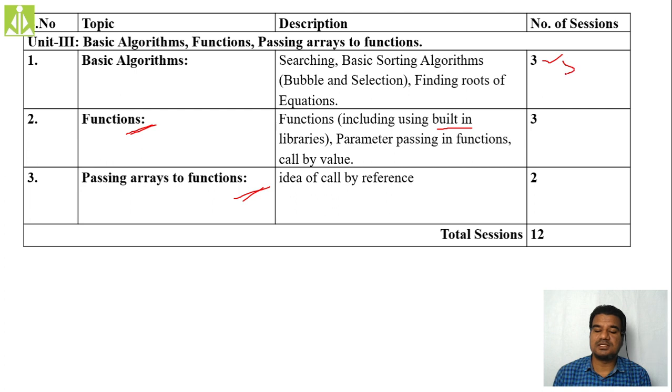So because these are some vast concepts, I need 5 and 5 classes, and here I need 2 classes. So on the whole I need 12 classes in order to complete. Okay, so this is how we planned your third unit.